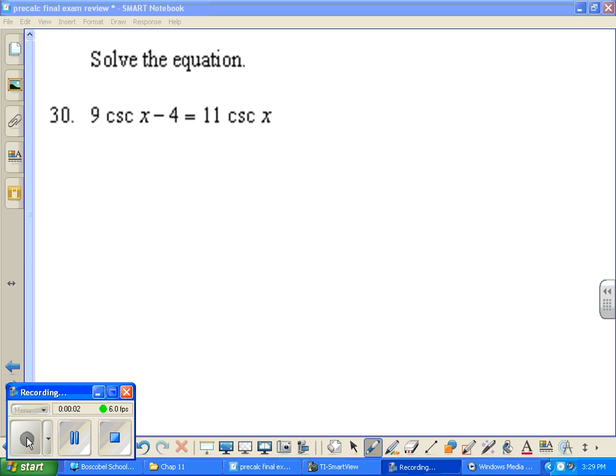Number 30, pre-calc final exam review. We're solving an equation that's got some trig in it. Well, our normal Algebra 1 rules apply. We want to solve for x, we want to get x by itself.